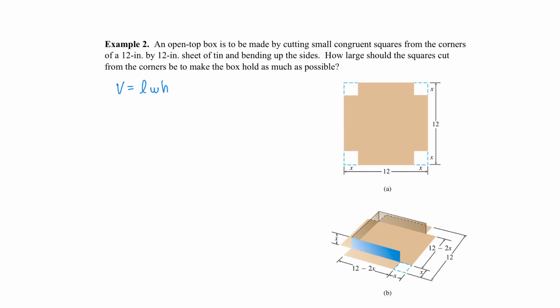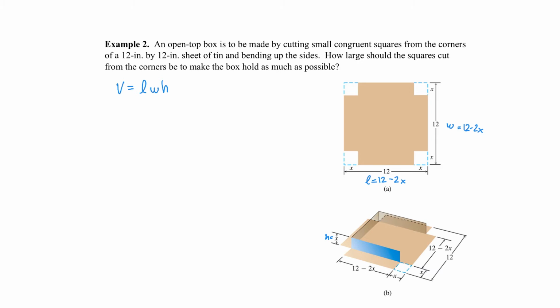Well, of course, we can model this in terms of just x. We need to cut an x by x square from the corners. So if we look at this in 3 dimensions, or we can even do it in 2 dimensions if we want, the whole length is 12, and we have to cut out 2 pieces of the x, or 2 x's. So let's just call this our length. You would do the same thing for the width. Both the length and the width are 12 minus 2x. The height, of course, is just the bending upwards, so that's going to be x.